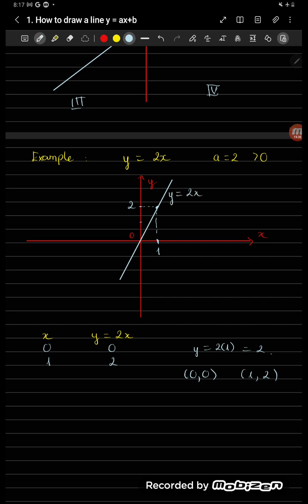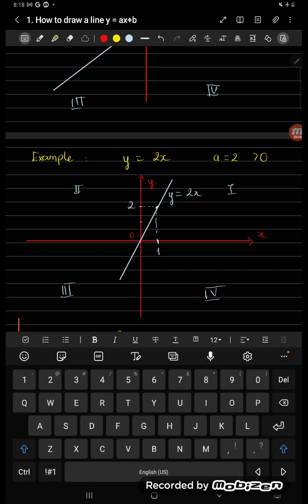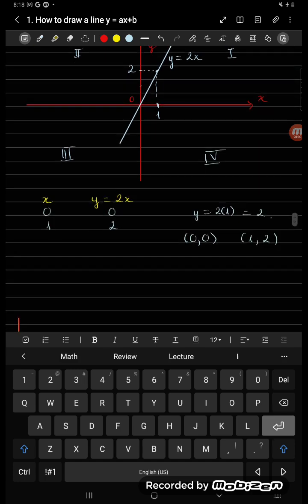So you can see the line passes the origin and occupies the first and the third quadrant. Okay, right? Because a equal to 2, 2x, it means a equal to 2, it is greater than 0. So what if we have a smaller than 0? Okay, so we continue.